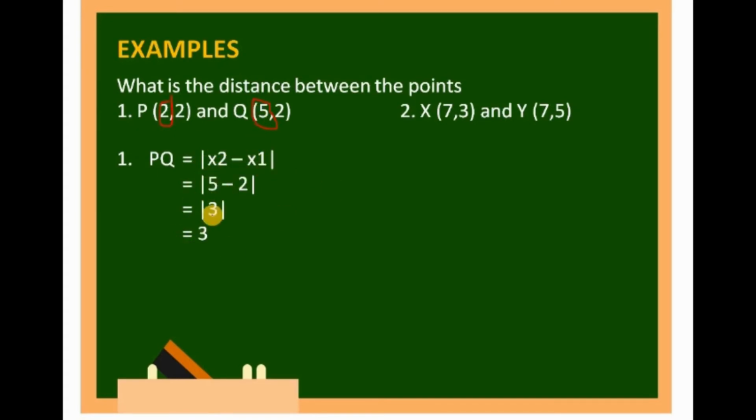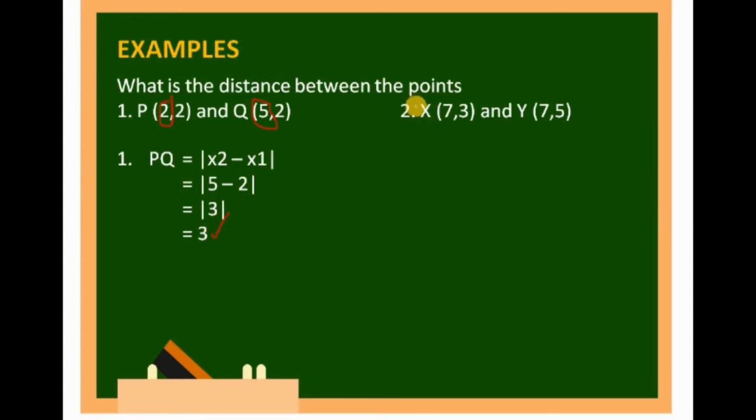We will substitute modulus 5 minus 2 modulus 3. We will take the absolute value, that is, distance is always positive, that is 3.